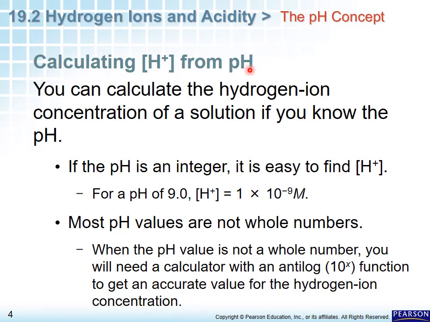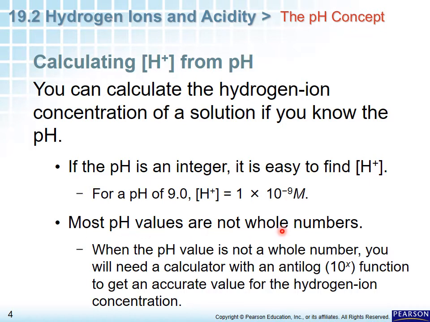If you remember, last week we did the pH, how to calculate the pH. You can calculate the hydrogen ion concentration of a solution if you know the pH. So how can we do it? Look here. If the pH is an integer, it is easy to find the H positive ion. For a pH of 9.0, the H positive ion concentration is equal to 1 times 10 power negative 9 molar.